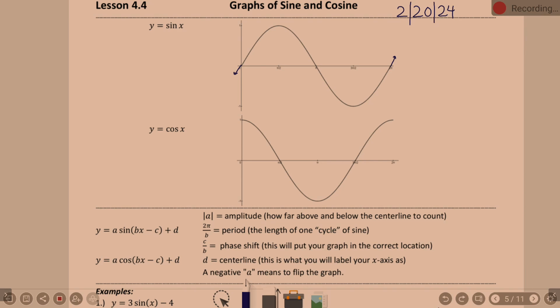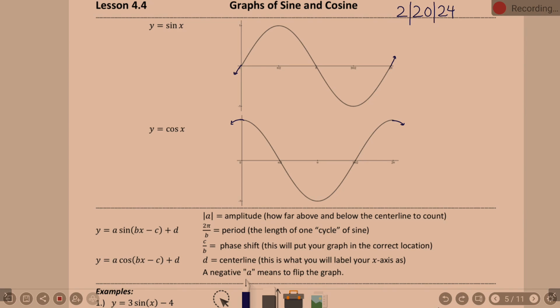The calculator will automatically graph more. I don't know if you remember back in 1.3 we graphed sine and cosine. What did our calculator show? It was just up, down, up, down, up, down, up, down. So this is one cycle of sine, and then one cycle of cosine looks like such. And as I said, they do keep going.